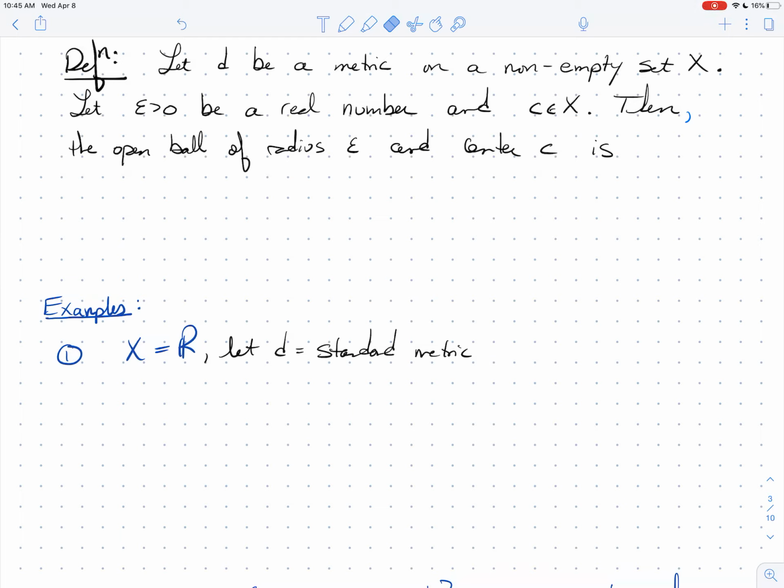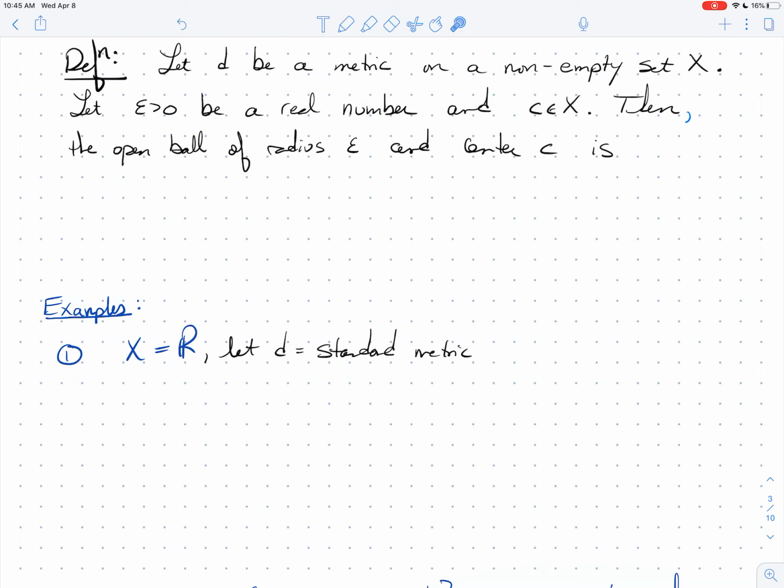All right, so I want to assume that I have a metric D on a non-empty set X. And now I want to introduce a fun concept with you. So let's pick any positive real number. We'll call it epsilon. You can call it whatever you want. And let's pick a particular point in my set X.